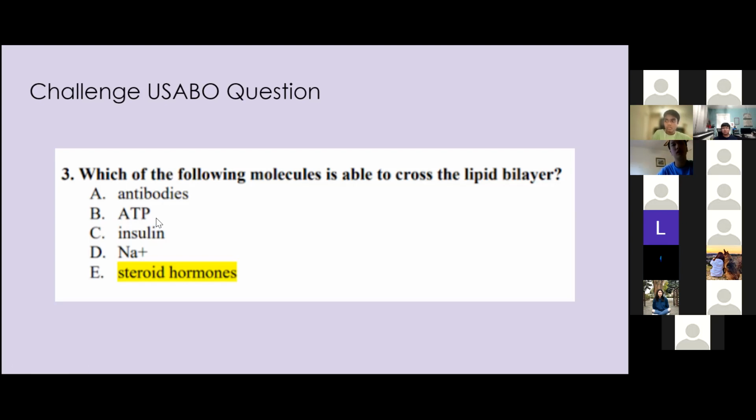ATP, I think, has hydrophobic and hydrophilic sides to it, so it's not the best option. But steroid hormones are examples of lipids, which is what makes them lipophilic or hydrophobic, and they can pass through the lipid bilayer quite freely. So yeah, that concludes my lecture.